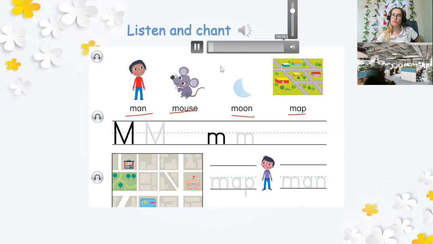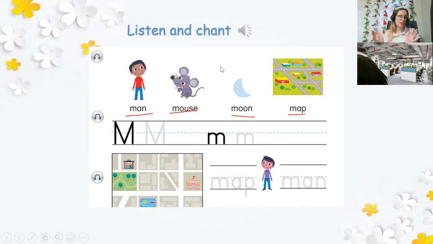Phonics chant. Listen to M sounds like M. Chant and point to words that start with M. What do you see? M, M, M. What words start with M? Man, mouse, moon, map. They all start with M.